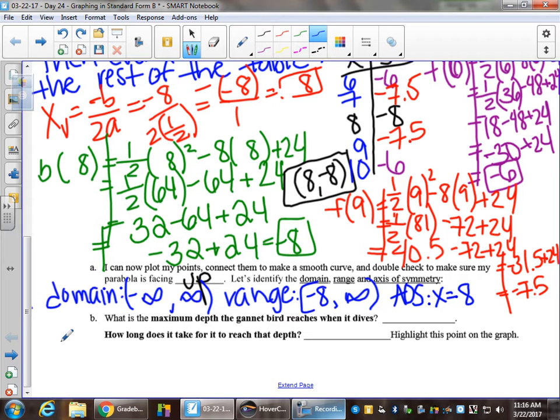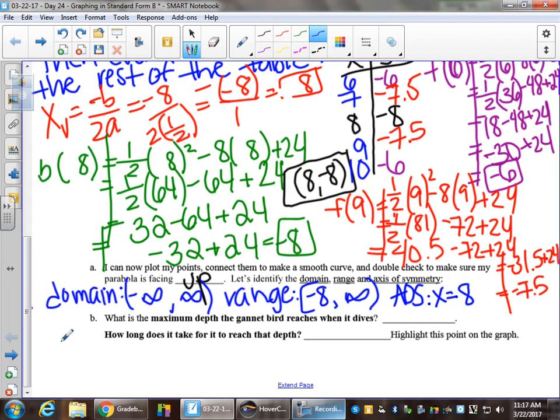What is the maximum depth the gannet bird reaches when it dives? What is my maximum depth? Okay, so I heard 8. Why is it 8 and not negative 8? Technically, if this weren't a real world problem, we would put negative 8. But why do we only put 8?